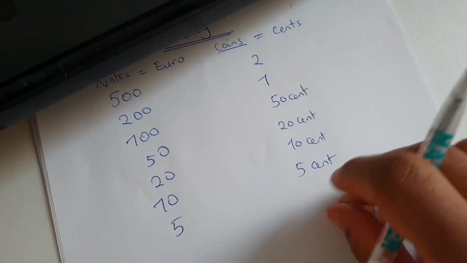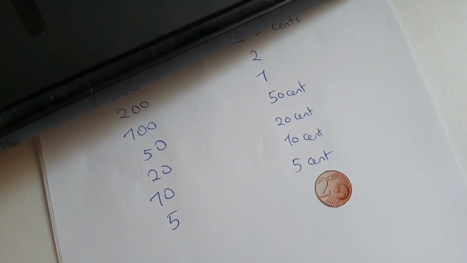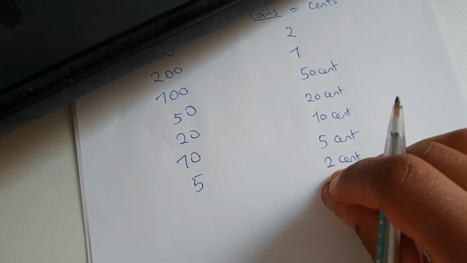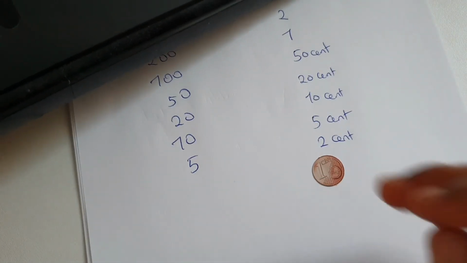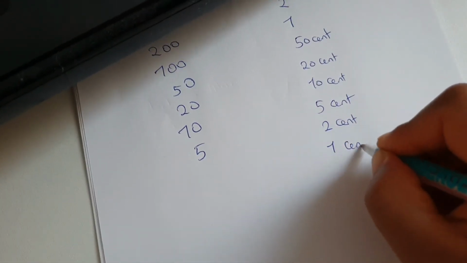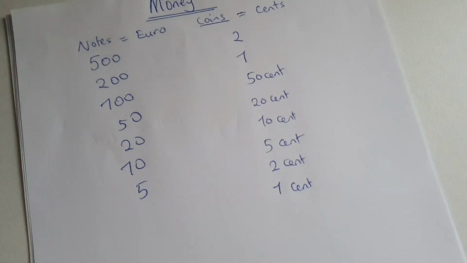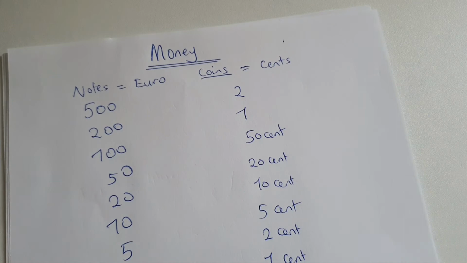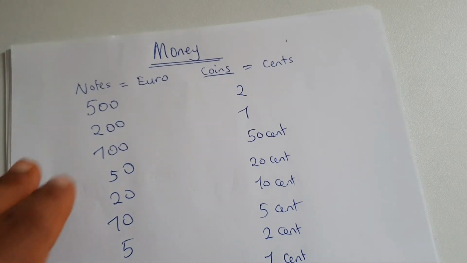I have my 2 cents, right? And I'll write 2 cents here. And lastly, I have my 1 cent, and then I'll write 1 cent here. So guys, that is all about money, the money we have here in Europe. Okay, so the next one we will do is shapes.